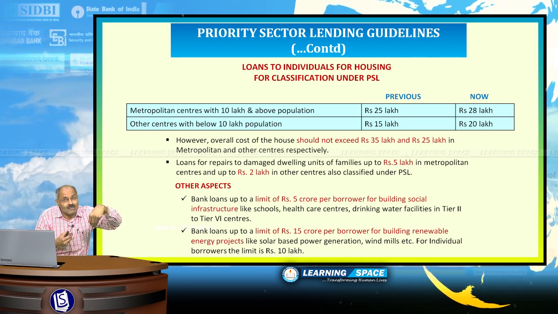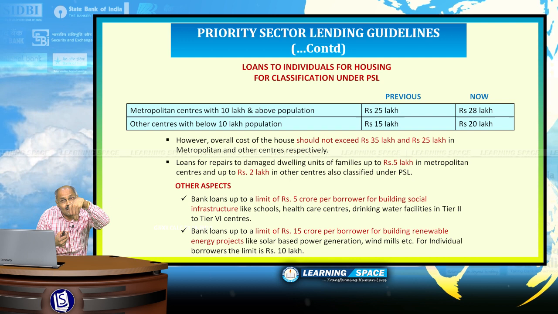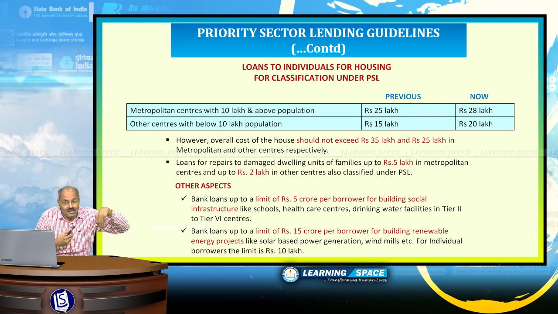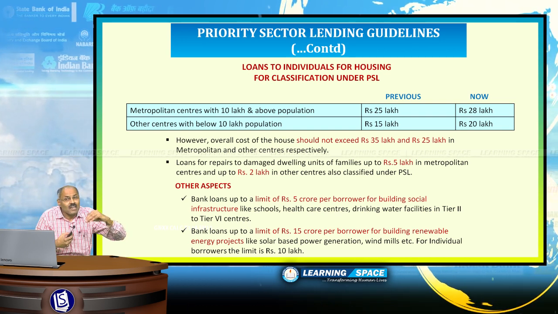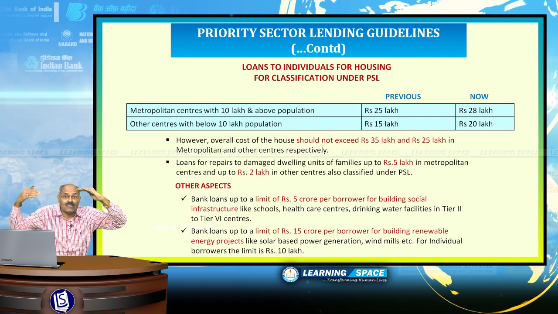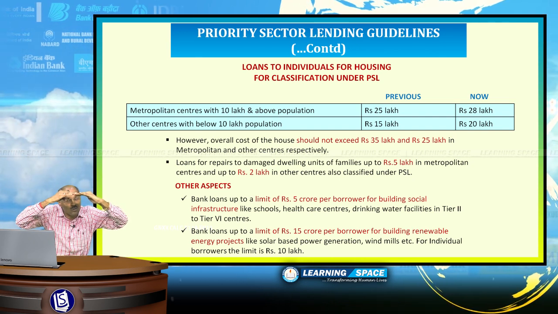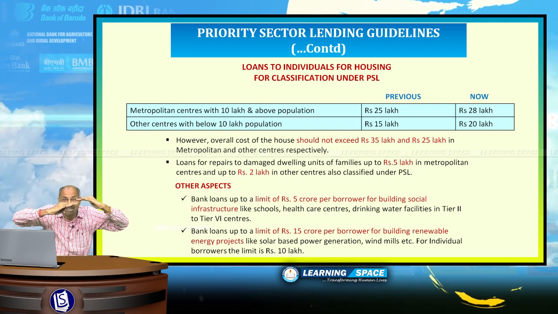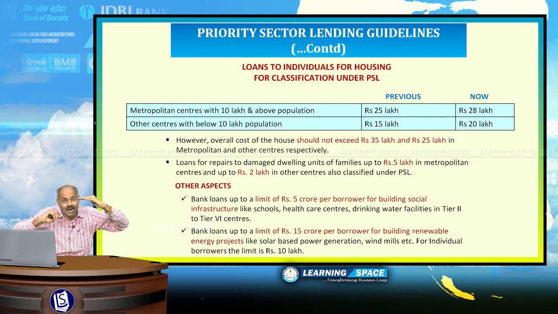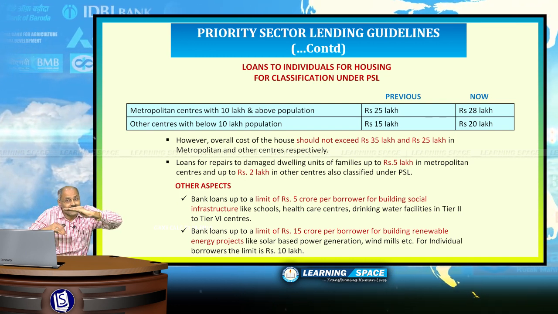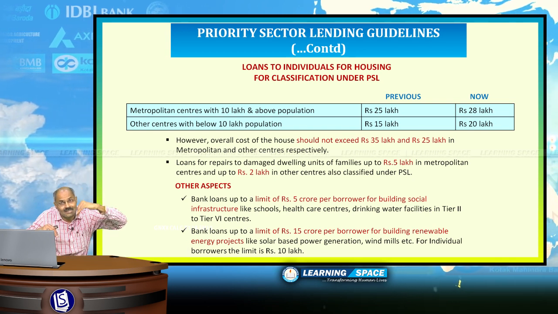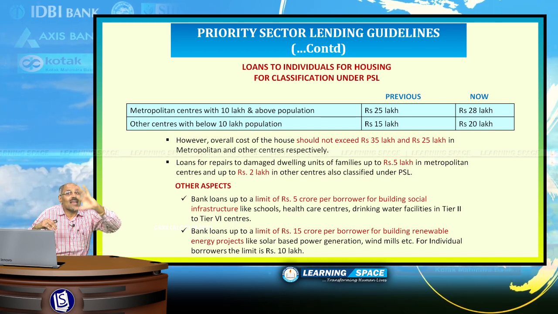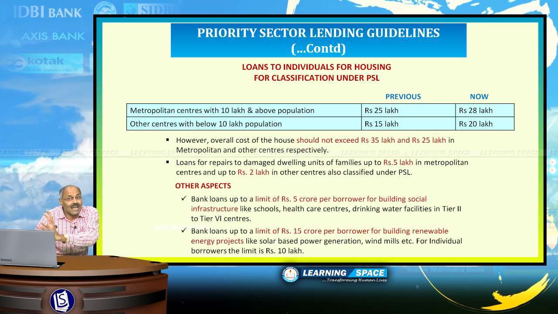in metropolitan areas where the population is 10 lakhs and above, the limit is 28 lakhs. That means loans in metropolitan centers for housing given up to rupees 28 lakhs will be classified under priority sector lending. Above 28 lakhs also banks can give, there is no bar. But loans up to 28 lakhs are categorized under priority sector lending. And in other centers, loans up to rupees 20 lakhs will be categorized under priority sector lending. But the overall cost of the house should not exceed 35 lakhs in metropolitan centers and 25 lakhs in other centers.